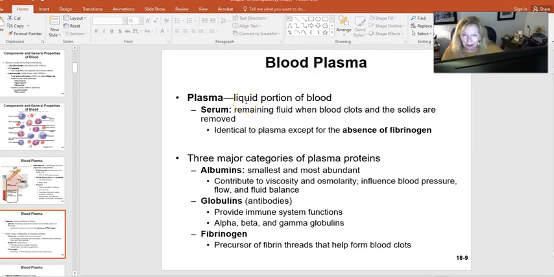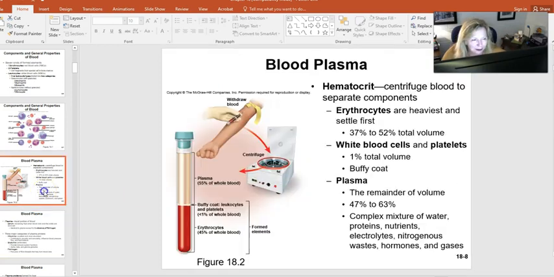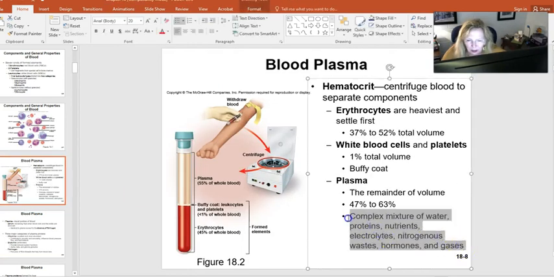When we think about blood plasma, let's look a little bit deeper into that. So we know it's mostly water, but there are a lot of other substances that we talked about too, and you do want to realize that it is a complex mixture of water and then very important other substances.